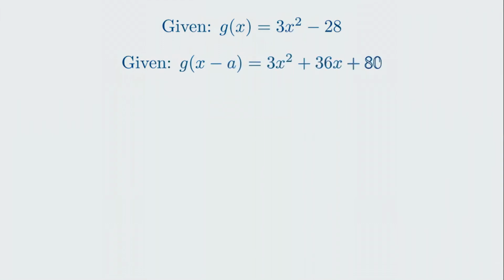We're given a function g of x equals 3x squared minus 28. We're also told that g of x minus a equals 3x squared plus 36x plus 80. Our goal is to find the value of the constant a.